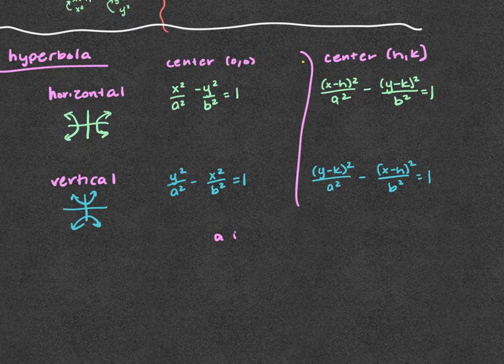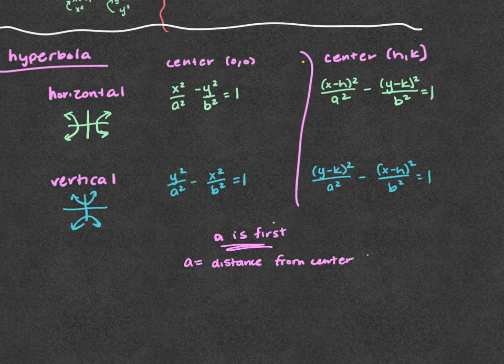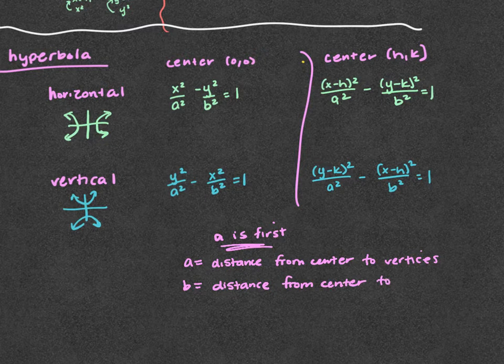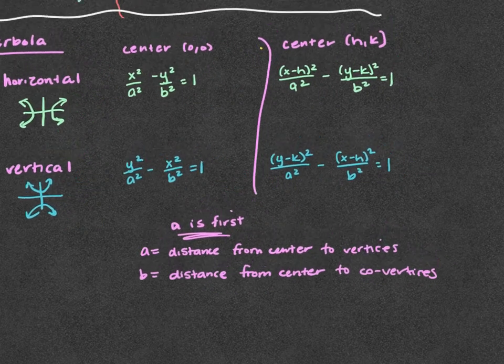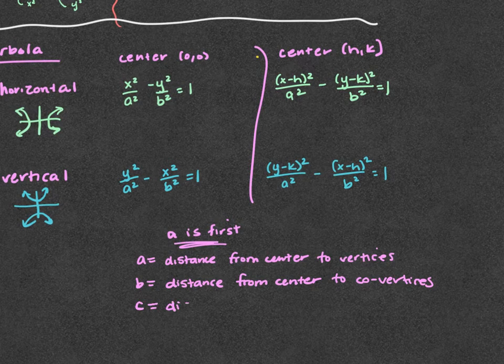This time A is first, not necessarily always the largest. A is still the distance from the center to the vertices. B is the distance from the center to the co-vertices. Then we make that little box, and that's where we put our asymptotes. C is still the distance from the center to the foci.